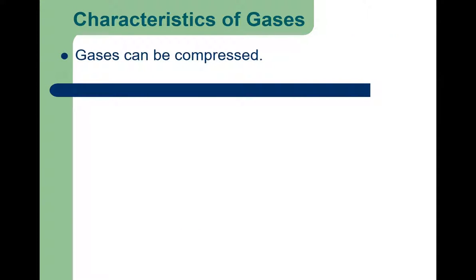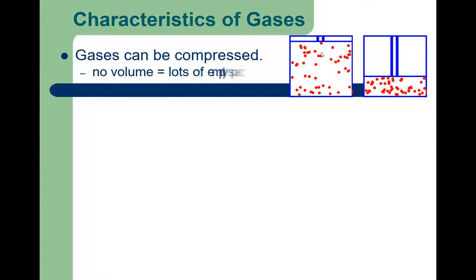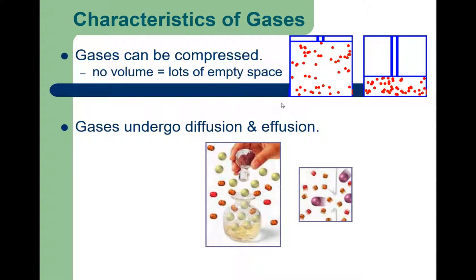Going forward, other characteristics. Gases can be compressed. There's a lot of empty space, so we can squish them. Gases undergo diffusion and effusion. Diffusion is through a room. Like if you open up and put perfume on, it diffuses through the room. Effusion is through a small hole. So if I have a gas leak, I want to make sure that the effusion of that stinky stuff is good so I can smell it, and I know that I have a gas leak. Okay, so it effuses through the hole, it diffuses through the room. And that's because of the random motion that gases have.